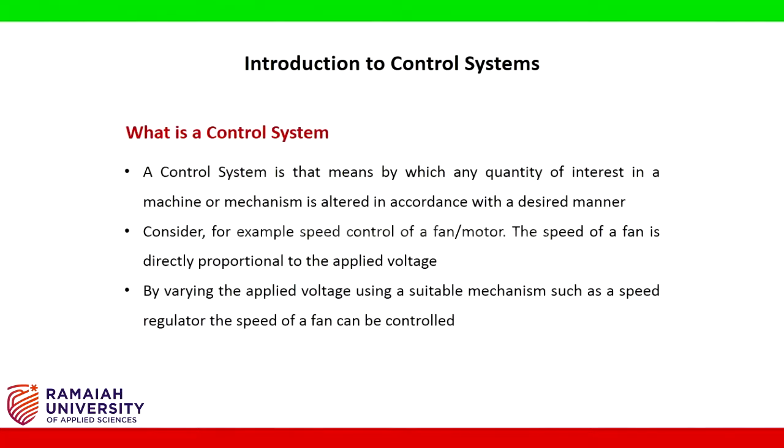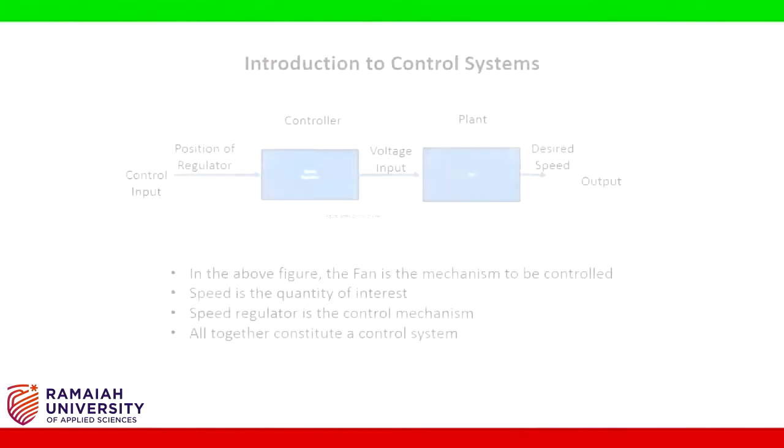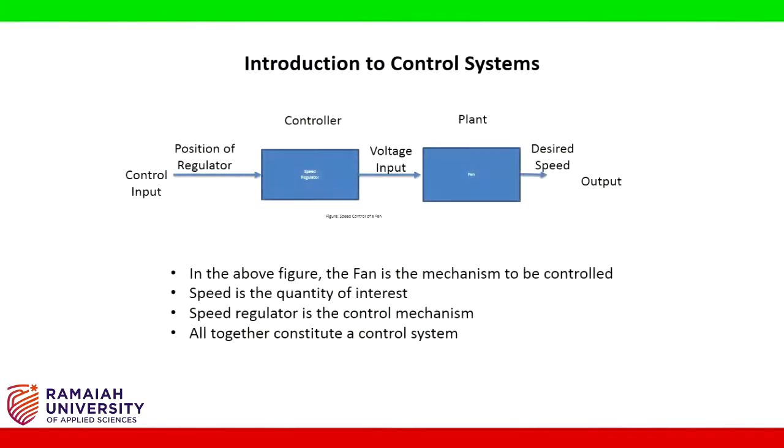Consider, for example, speed control of a fan or motor. The speed of a fan is directly proportional to the applied voltage. By varying the applied voltage using a suitable mechanism such as a speed regulator, the speed of a fan can be controlled. In the above figure, the fan is the mechanism to be controlled. The speed is the quantity of interest. The speed regulator is the control mechanism. All together constitute a control system.